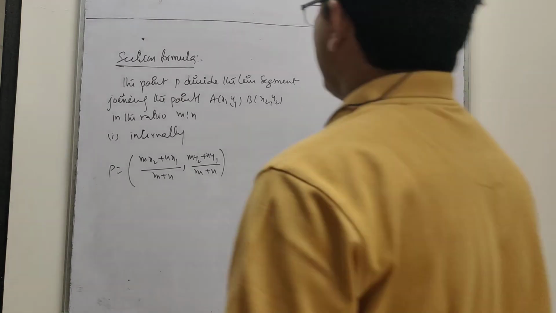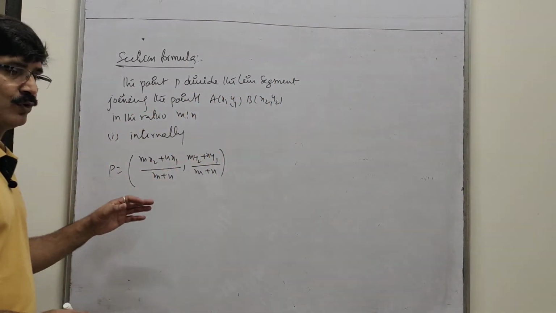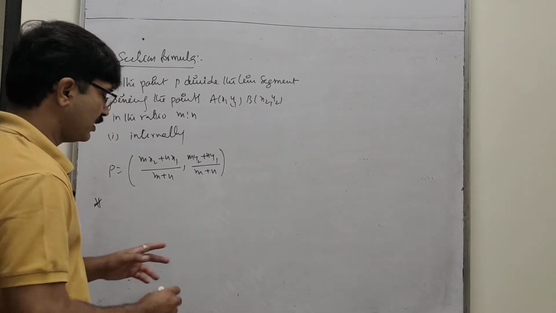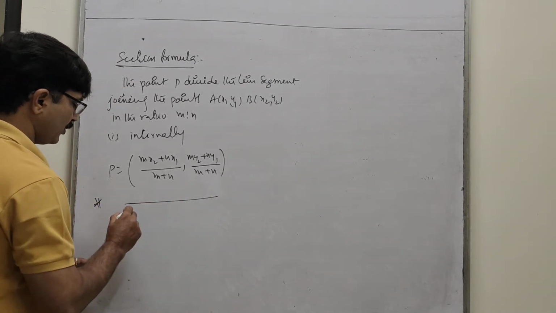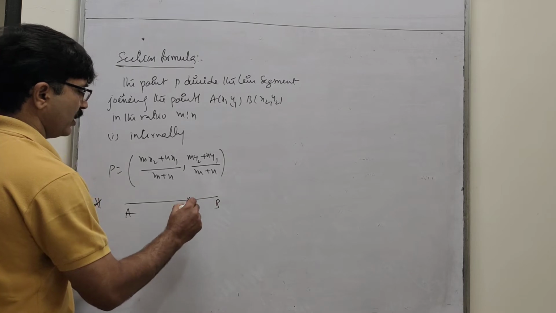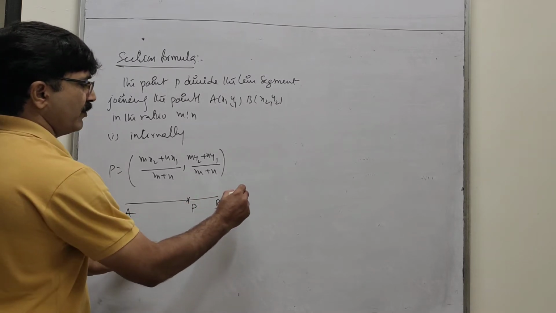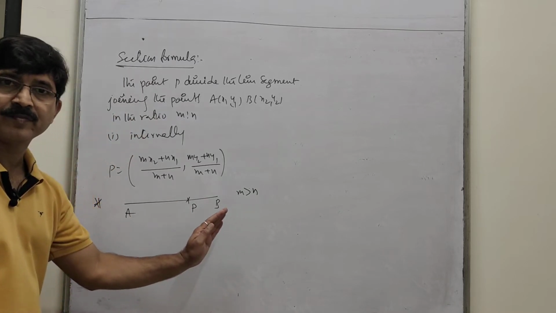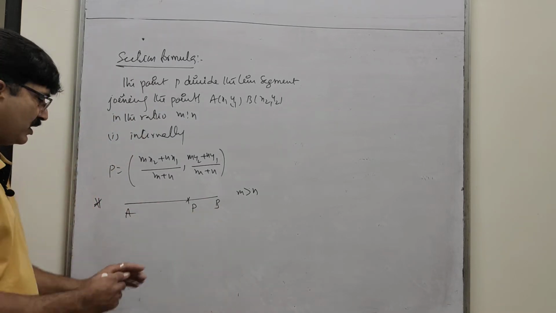Now, you see here one point I want to tell you, most important. What is that? This is our observation. Suppose it is AB, and you take P here. That means if M is greater than N, P is nearer to B. P is nearer to B, you can say that.